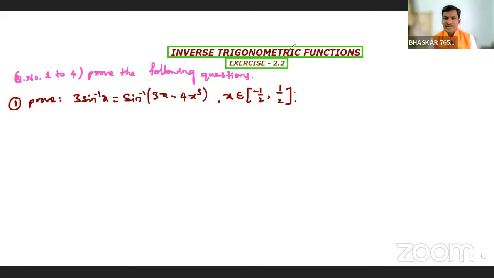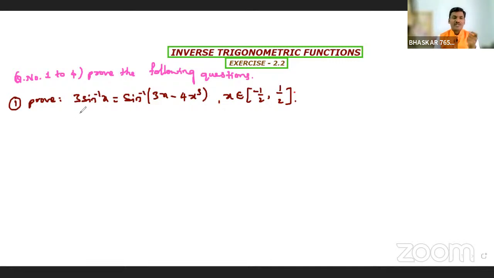Inverse trigonometric functions. This inverse trigonometric functions exercise 2.2 is one of the most important topics. Here, questions 1 to 4, prove the following. We have to prove these questions, and we are going to use some particular standard formulas.